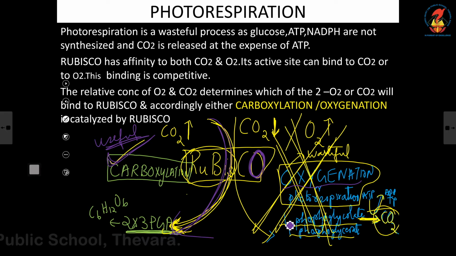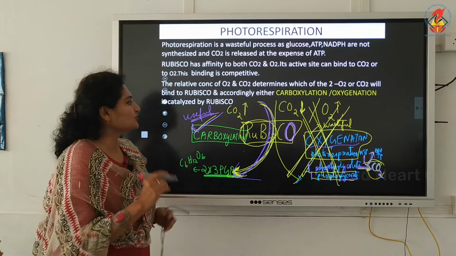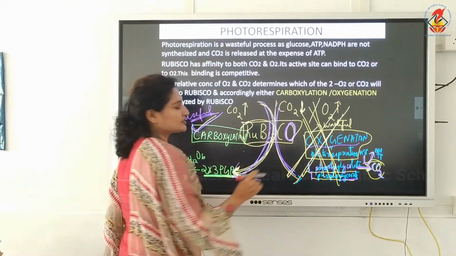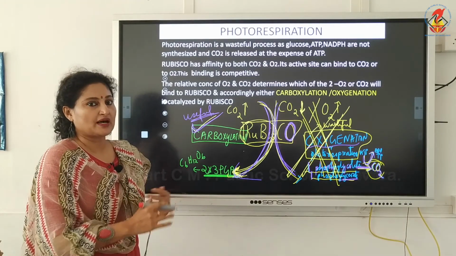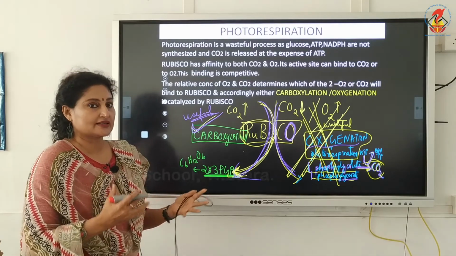Why a wasteful process? The first product is 1-phosphoglycolate and the second product is 1-phosphoglycerate, and finally the end product formed is carbon dioxide, utilizing ATP. So that is a wasteful or useless process. It all depends on the relative concentration of carbon dioxide or oxygen in the atmosphere, and most of the plants have adapted during the course of evolution. They have adapted for better options.